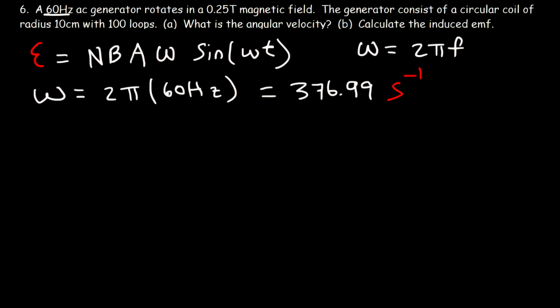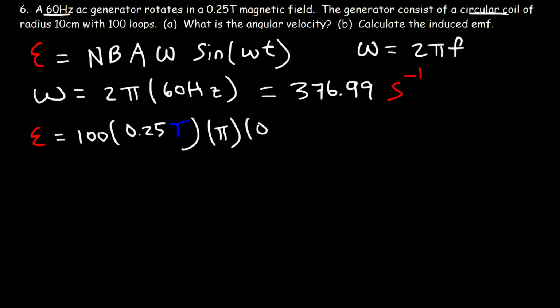Now let's calculate the induced EMF using the first equation. So N is 100. We have 100 loops. The strength of the magnetic field is 0.25 Tesla. The area is going to be the area of a circle, since we have a circular coil. That's pi r squared. The radius is 10 centimeters, so that's 0.10 meters. We need to square it. Times omega, which is 376.99.